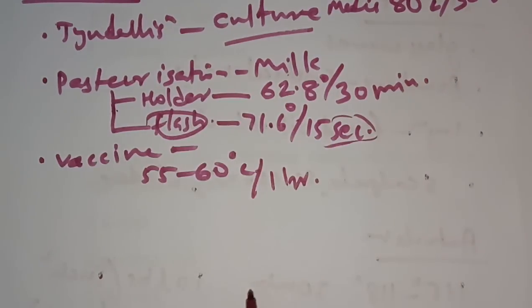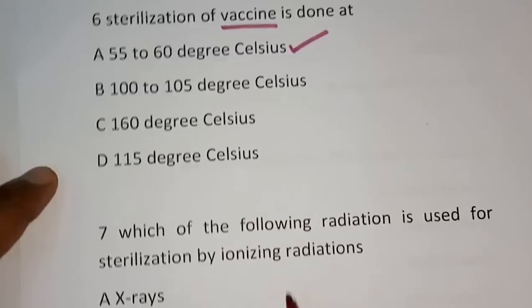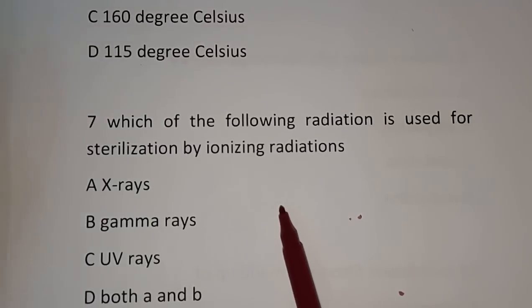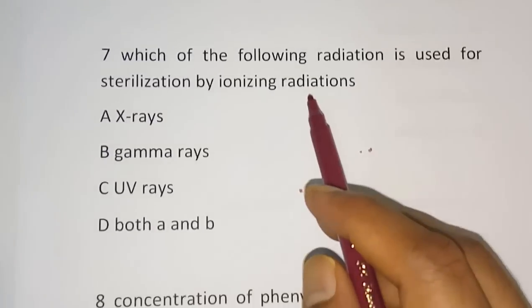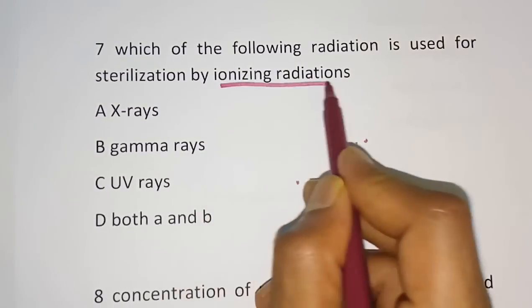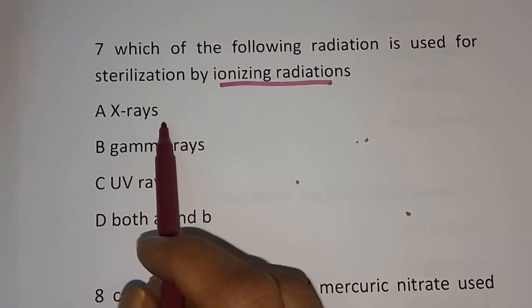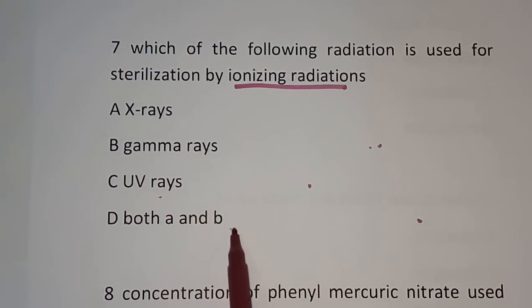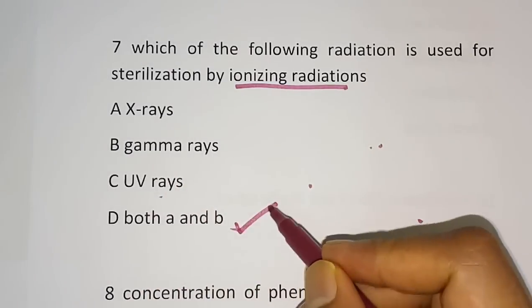This one, the question also came. Now we will move to the next question. Question number 6 we discussed. Question number 7. Which of the following radiation is used for the sterilization by ionizing radiation? Ionizing radiation technique. Options are X-rays, gamma rays, UV rays, both A and B. That is X-ray as well as gamma rays. The correct answer is both A and B.